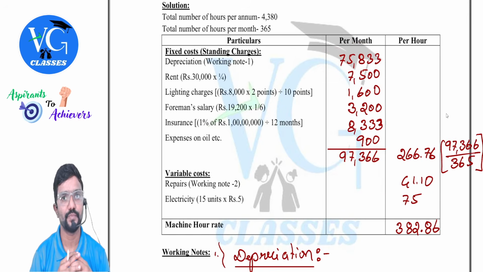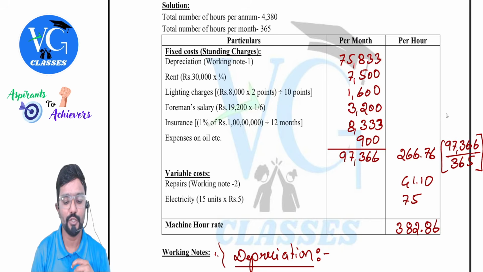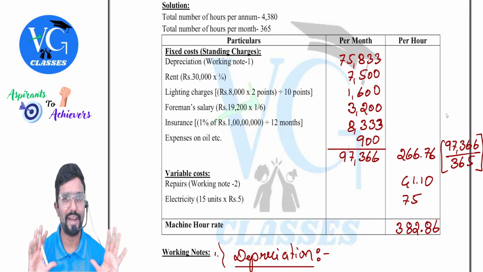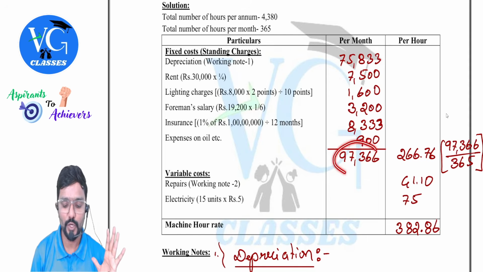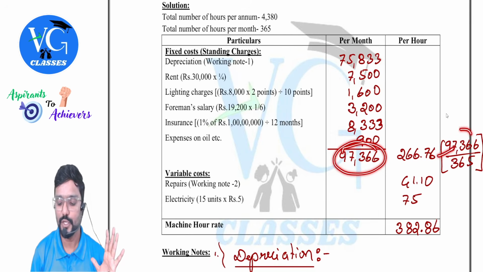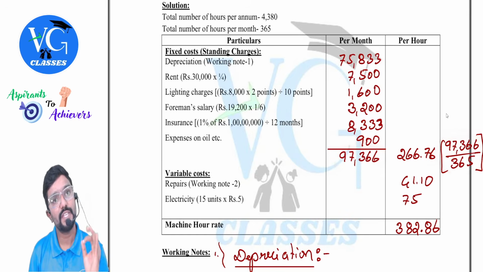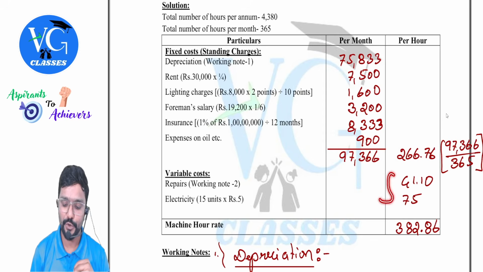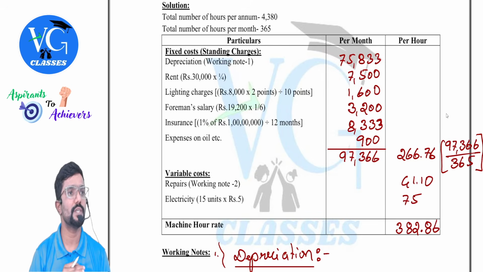Observe the presentation. Sir, is it required to show each of the fixed costs per hour? I don't think so. Not required. I don't suggest it. What you do is find the total fixed cost divided by hours, and show fixed cost per hour as a whole. Whereas variable costs you can show individually. Sir, do you suggest we have a separate per hour column? Yes, you can have it.